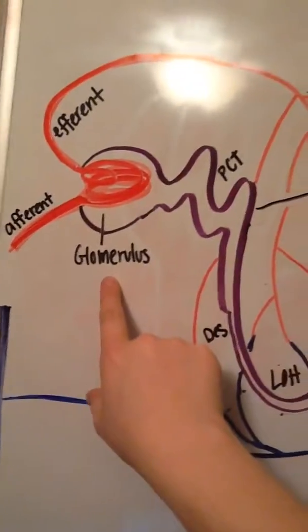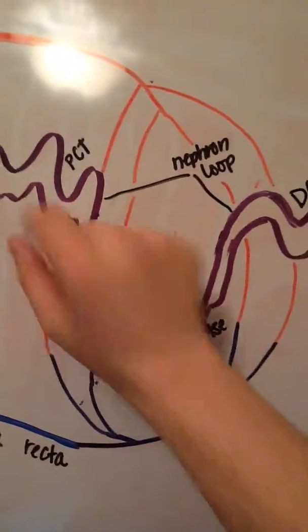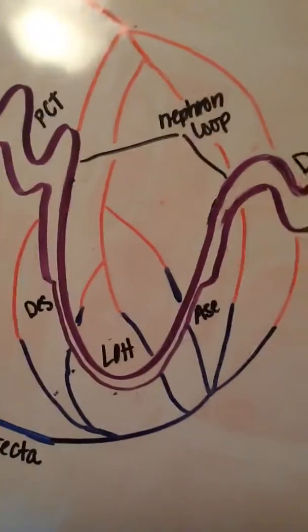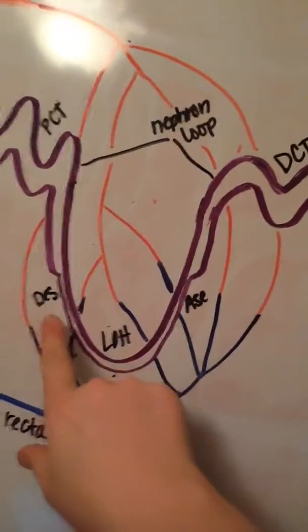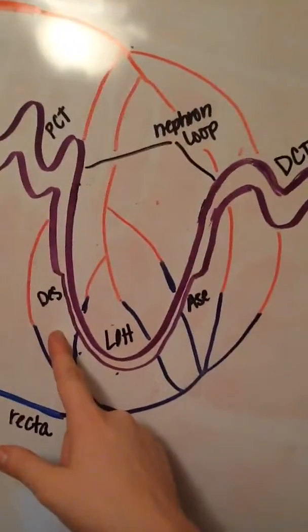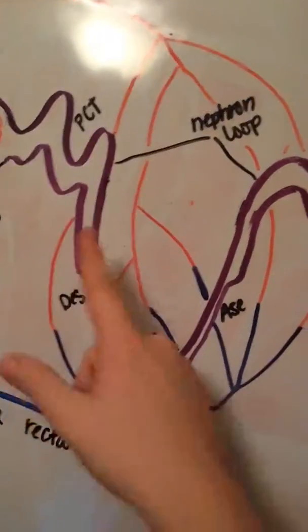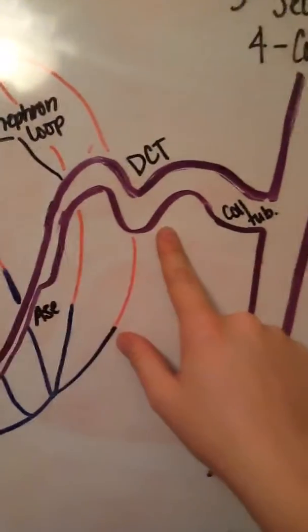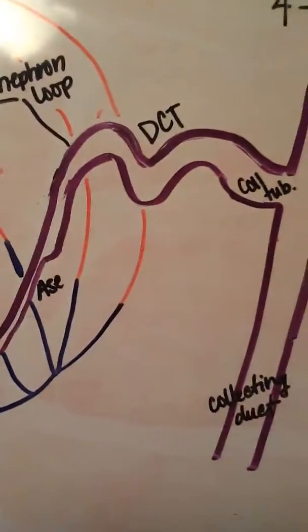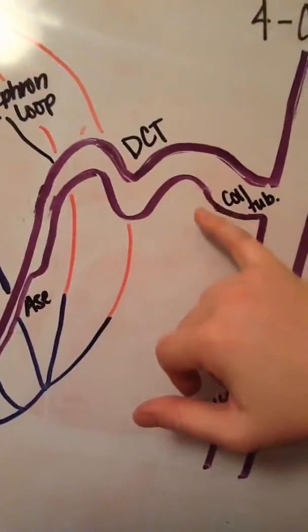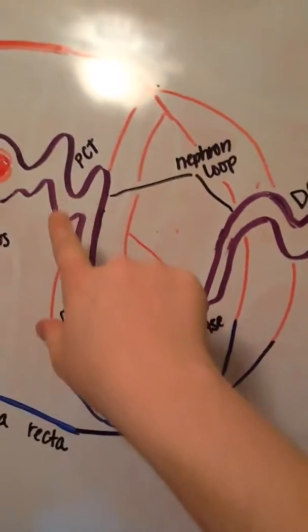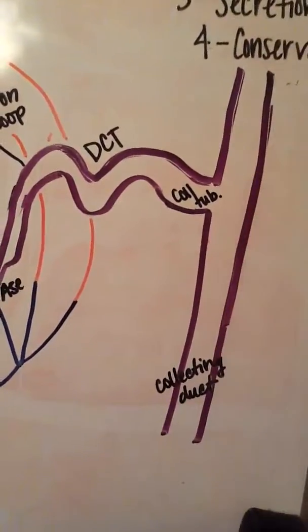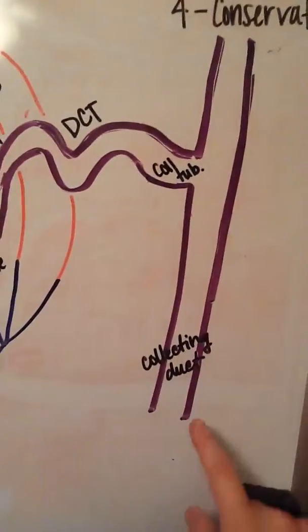Here is the glomerulus, which connects to the proximal convoluted tubules. Goes down into the descending loop of Henle. Here's the bottom of the loop of Henle, right here. Ascending loop of Henle connects to the distal convoluted tubules. These are the nephron loops here, and then that connects to the collecting tubules, which goes down into the collecting ducts.